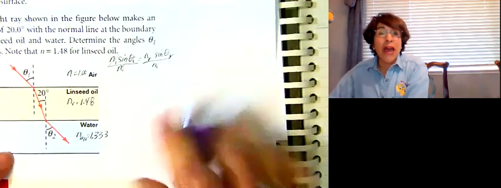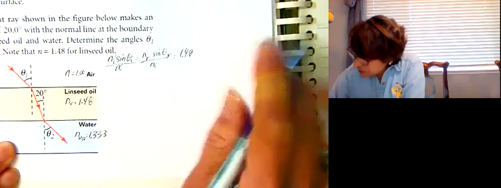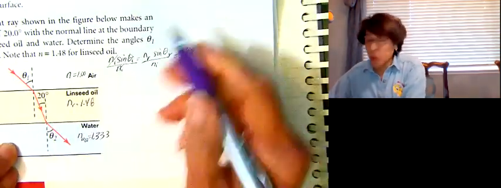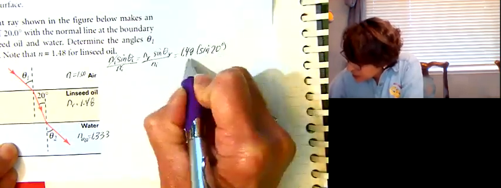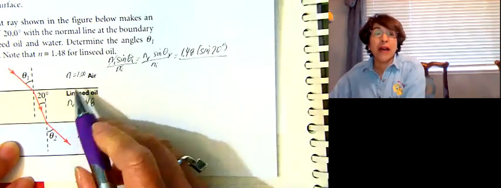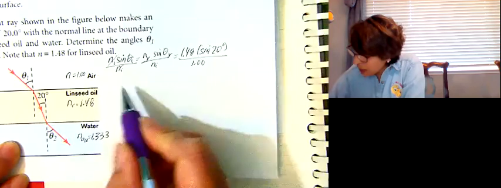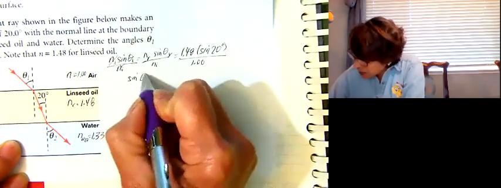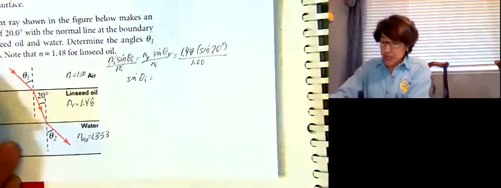Okay, so now I have the index of refraction here, 1.48, times the sine of the angle, 20 degrees, all divided by the index of the air here, which is 1.00. And that's going to give me the sine of the angle of incidence. This right here. So let's see what that is.